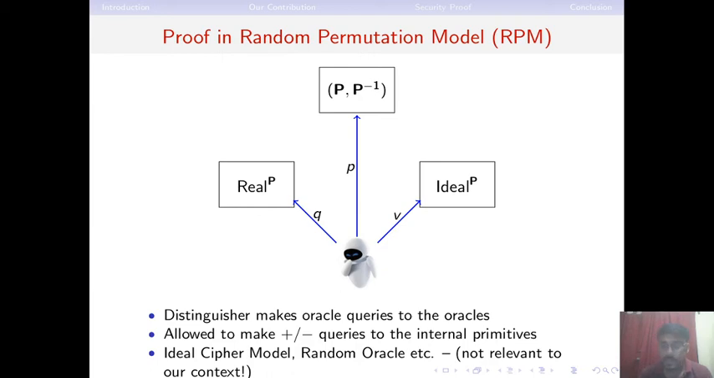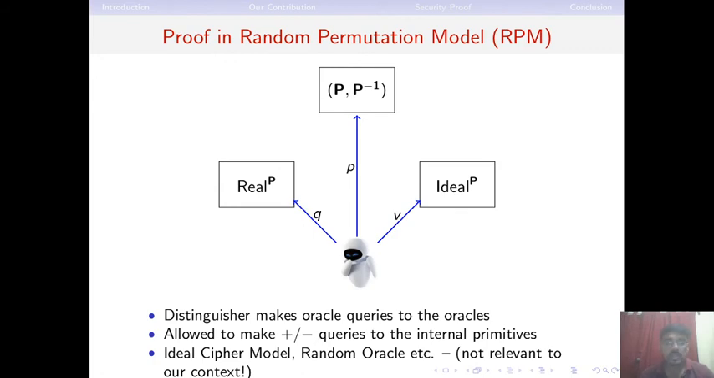So we basically prove the security of these constructions in the random permutation model. In the random permutation model, the adversary is given access to the oracle. In the real world, it is given access to the real oracle. In the ideal world, it is given access to the ideal oracle. But in addition to the access to this oracle, the adversary is also given access to the internal primitive of the construction. In particular, if it's a permutation-based construction, then the adversary is given access to the underlying permutation P and also its inverse P inverse.